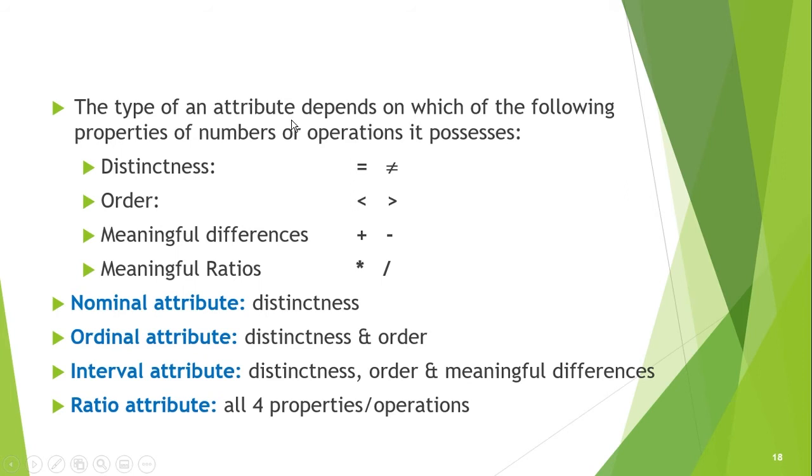Now, yung mga types of attribute natin, ano-ano yung mga properties of numbers na pinopossess niya or aling ka-partner niya o kung ano yung ginagamit sa kanya. Sa nominal attribute, ang ginagamit lang distinctness or yan lang yung kanyang pinopossess. Sa ordinal attribute, may distinctness and order. Sa interval attribute, distinctness, order, and meaningful differences. Sa ratio attribute, lahat ng 4 properties of operations pwede sa kanya.